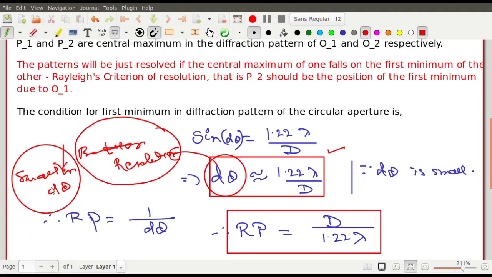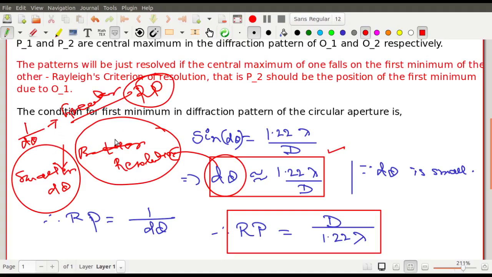So if d theta is smaller, you understand that 1 by d theta will be what? Greater. D theta smaller, but 1 by d theta is greater. So that is why the resolving power is defined in this way, because greater is the resolving power. So resolving power is 1 by d theta. The smaller the d theta, the better the instrument. So smaller the d theta, greater is the resolving power and better is the resolution.